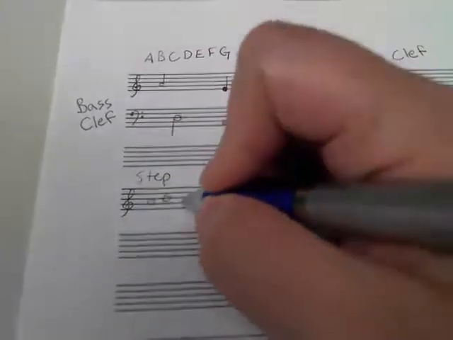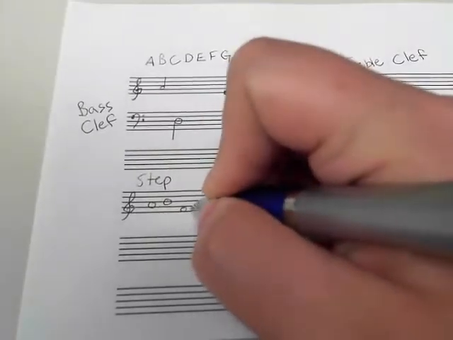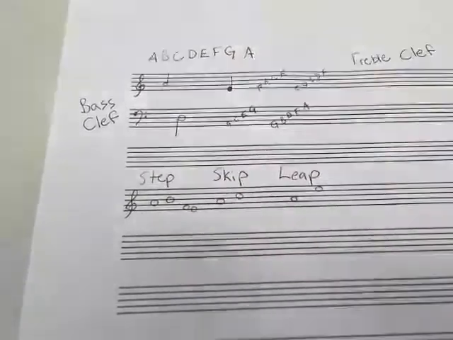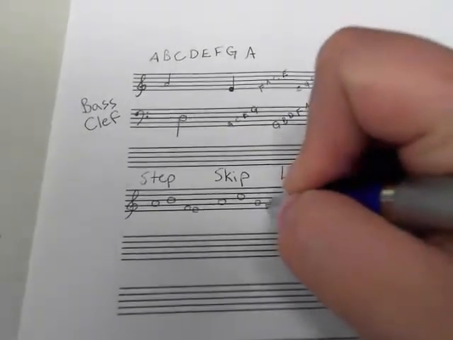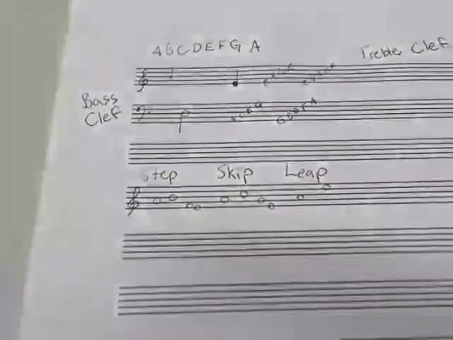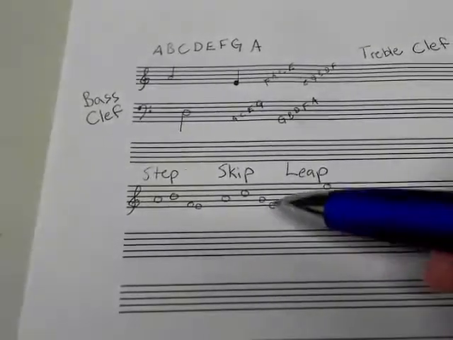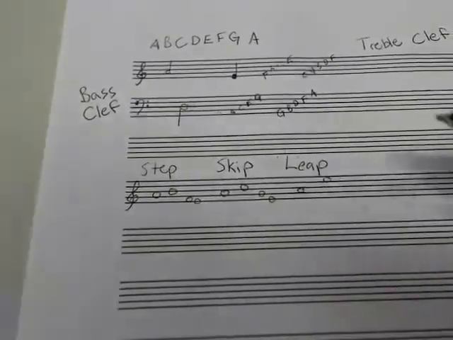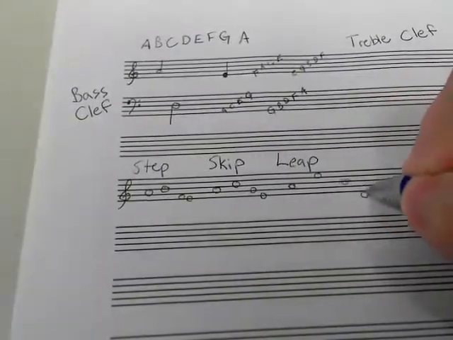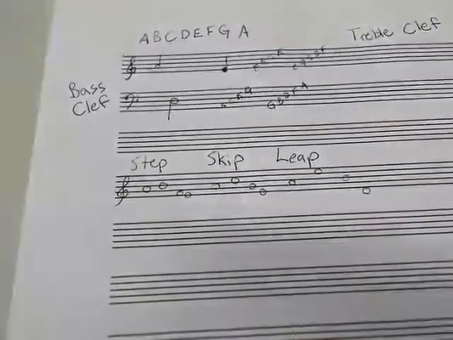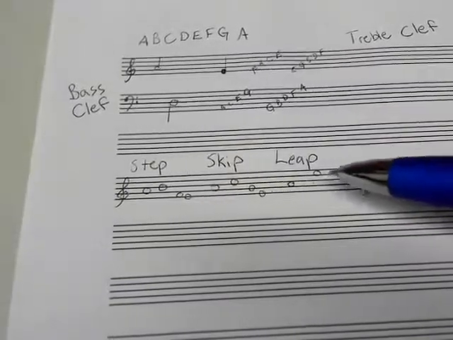But I could also go down. That's a descending step. That's a descending skip. Notice how I skipped the space. So I have just two lines. And then this. That's a descending leap. These aren't the same size, actually.